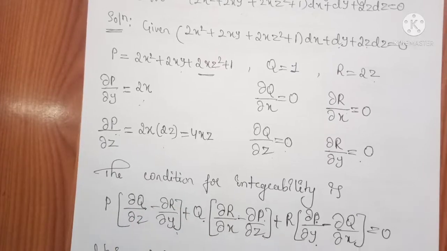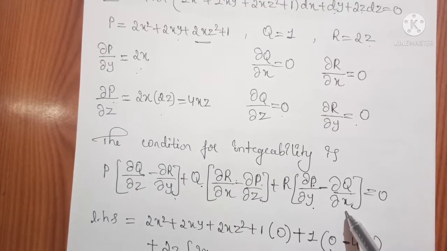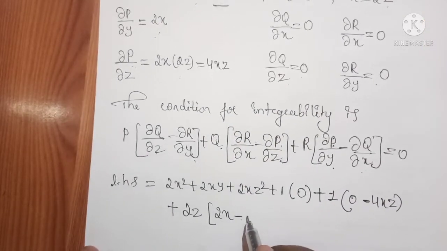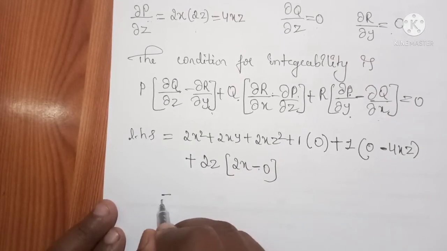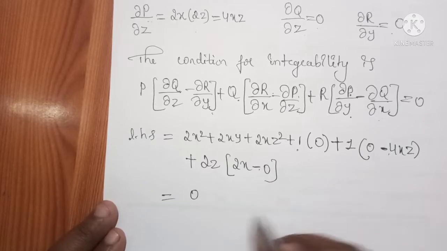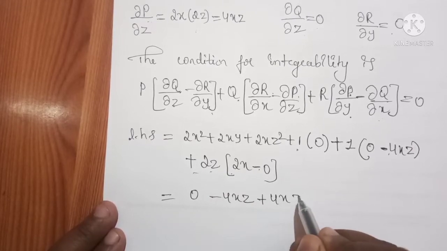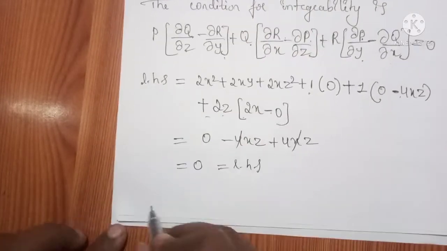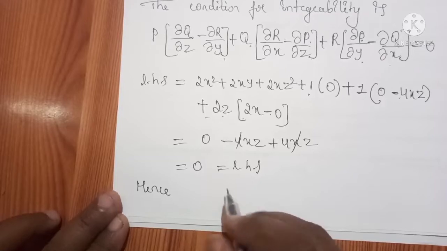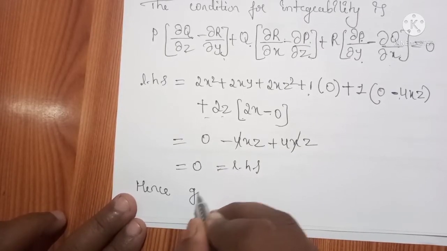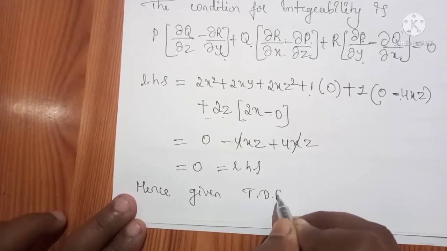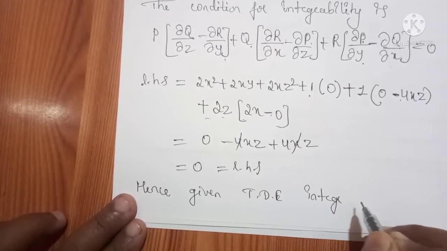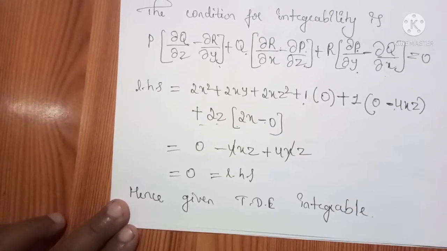minus, next, ∂q/∂x. So ∂q/∂x is 0. So further simplifying, this term becomes 0 minus 4xz. Now multiplying these two we get 2 into 2, 4xz. These two cancel, we get 0, which is equal to the RHS part. Hence the condition for integrability is satisfied, as the given TDE is integrable. So integrable means we can find the solution here.